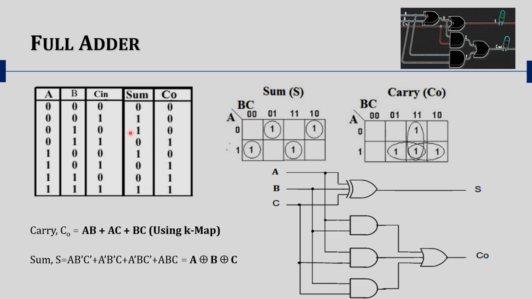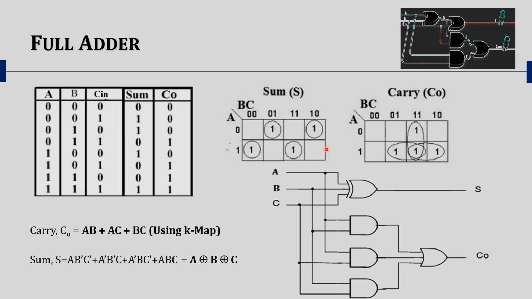Using this K-map, we can find out the simplified expression for this carry term as AB plus AC plus BC. Here we can form three pairs, so we can reduce it using this K-map. The simplified expression is AB plus AC plus BC.